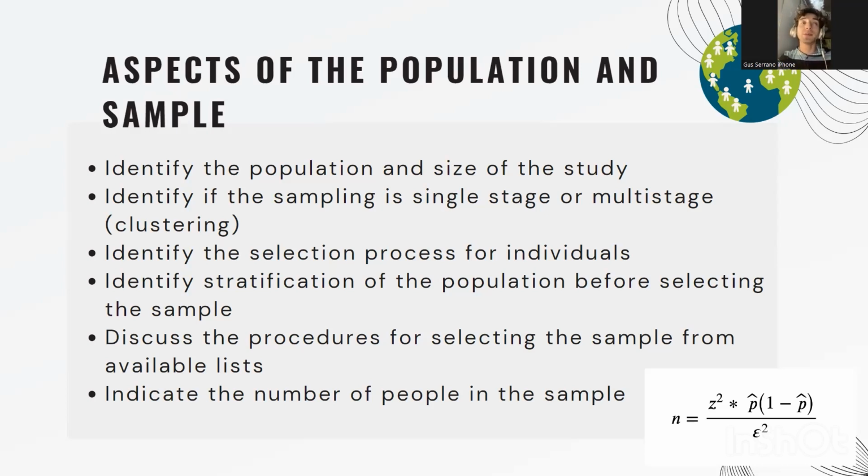Stratification means that a sample reflects the true proportion in the population of individuals with certain characteristics. Discuss the procedures for selecting the sample from available lists. The most rigorous method for selecting the sample is to choose individuals using a random numbers table. Indicate the number of people in the sample. This is easy. You just have to use the sample size formula, which is here above.